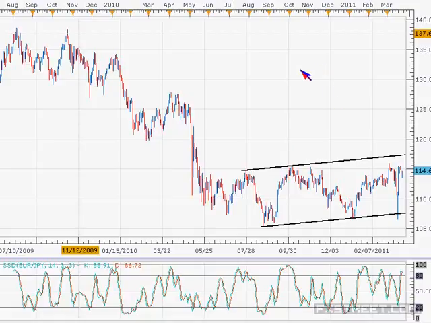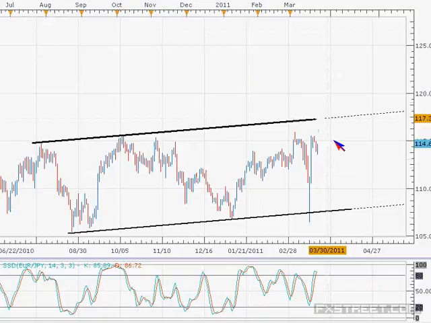So let's zoom in here. What does this mean for trading opportunities on the euro-yen? Well, the top side of this line is at 117.50. So if this euro-yen price pushes up into the 117s, I'm going to start getting excited about this. I'm going to start thinking that we might have a trading opportunity to the downside.